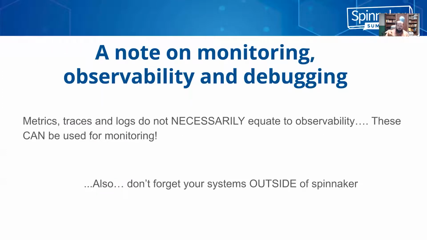So just before we dive in a little more, metrics, traces, and logs are not necessarily observability. They can be used for monitoring. Metrics in particular are very heavily used in monitoring to know that Spinnaker's up and running, but they don't always tell you or give you enough information to know, hey, why did such and such happen in the system? That's an extremely difficult problem to solve, but we can get a lot of information that may get us observability.